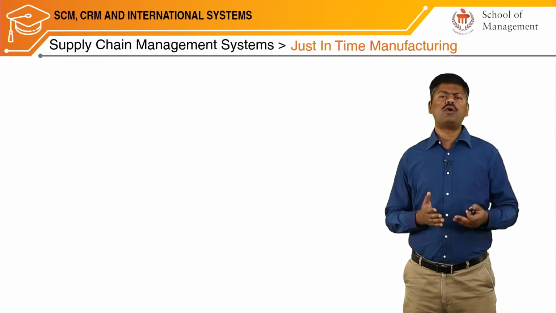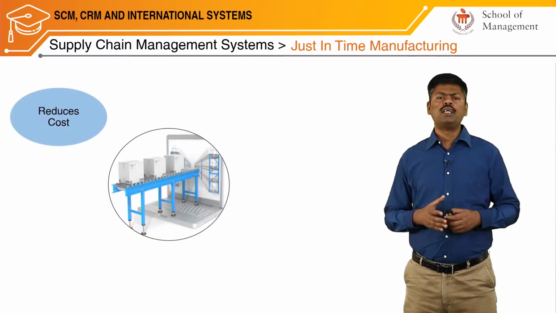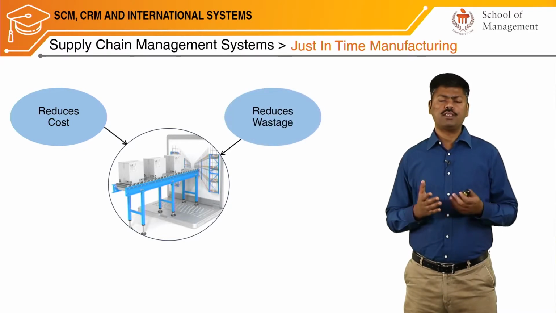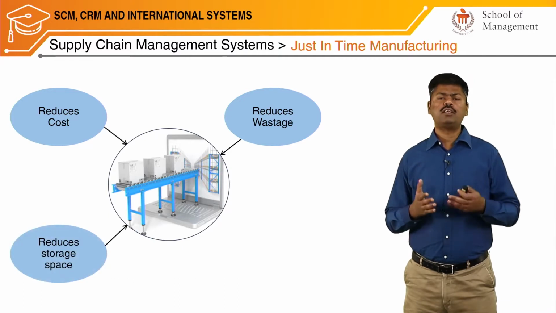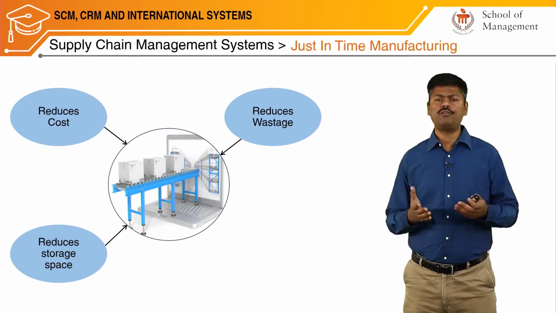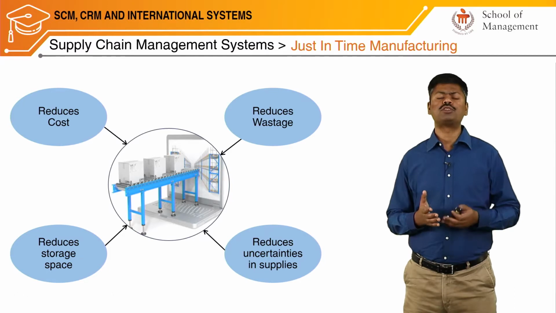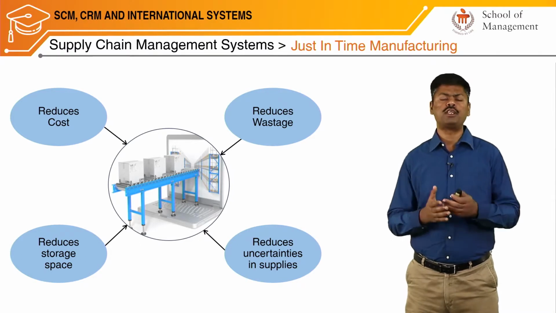Now we can also talk about just-in-time manufacturing. As we have been talking about Maruti, it reduces cost significantly. It reduces wastage of material by not holding the inventory. It reduces the storage space because you do not have to hold enough inventory. And finally, it reduces uncertainties in supply because you are operating in a pull model where the complete planned production schedule is being prepared from the ERP system.